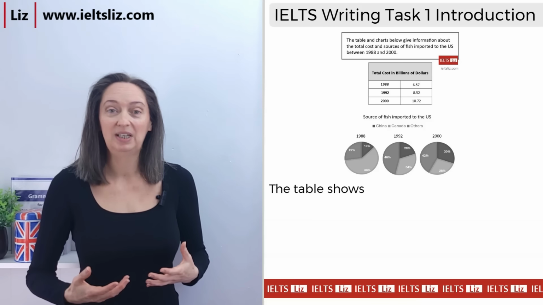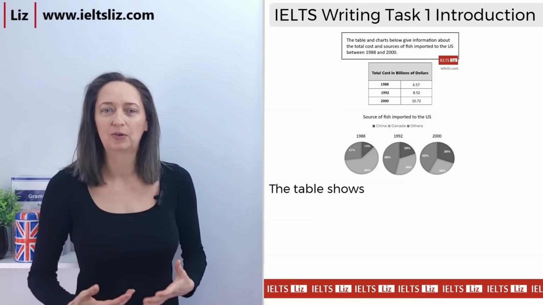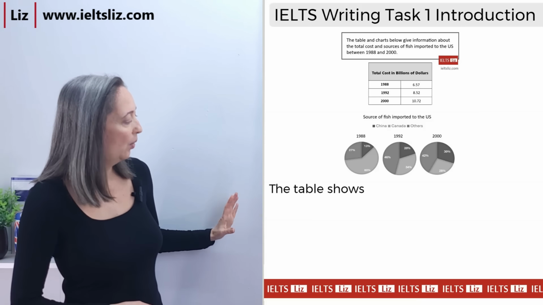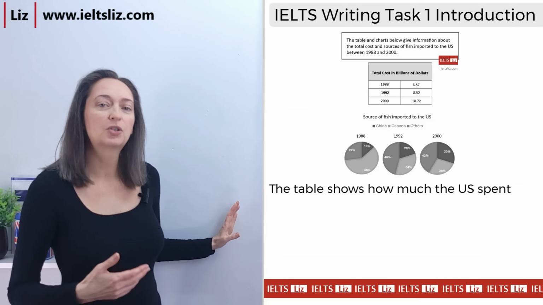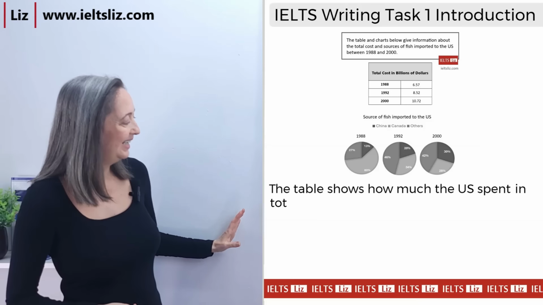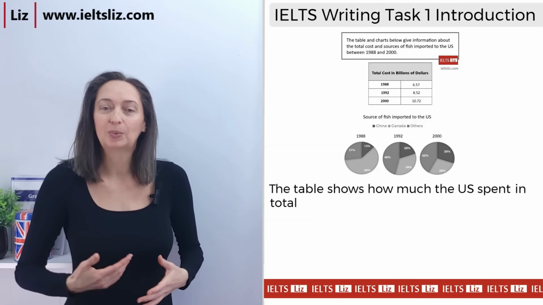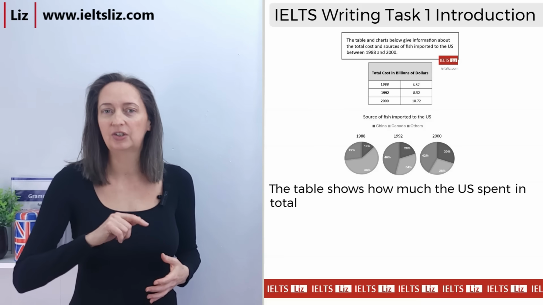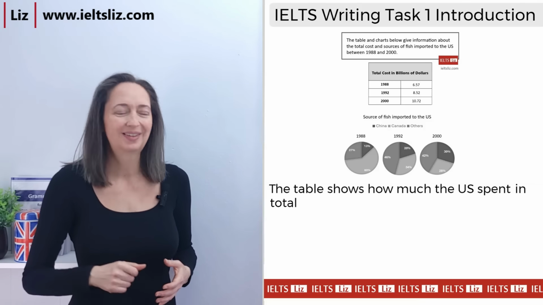Now, the table is actually about the total cost of fish. And that's actually meaning that America spent that money. So that's how we can phrase it to be very precise. And we can say the table shows how much the US spent. Now, obviously, this was a total cost. So therefore, we can say how much the US spent in total. And of course, we don't need to change the word total because we're using it in a different way by saying in total. And this is showing the examiner that you understand which preposition matches the word.